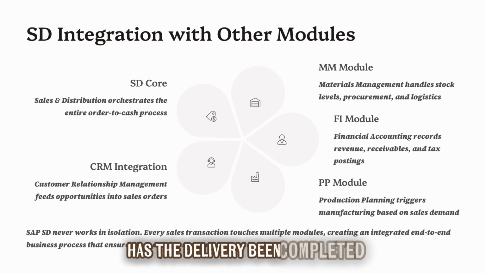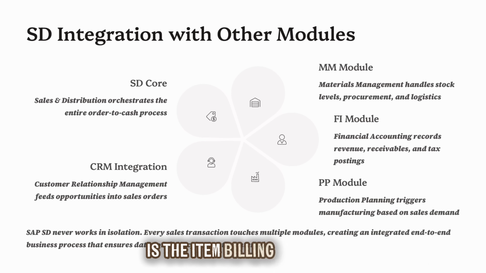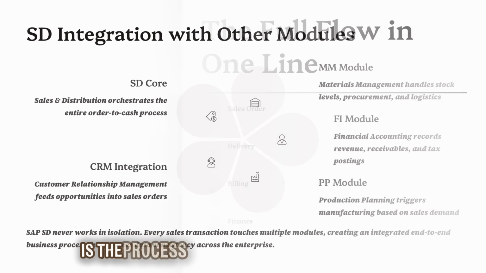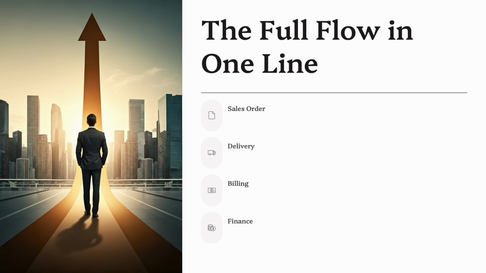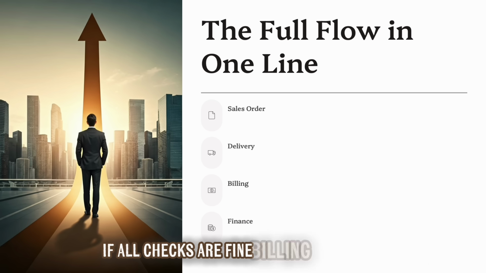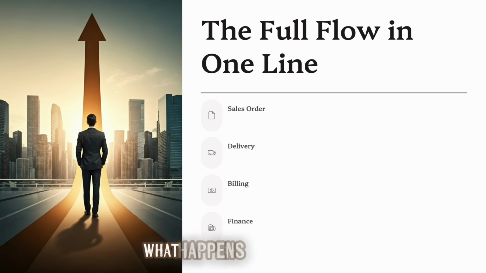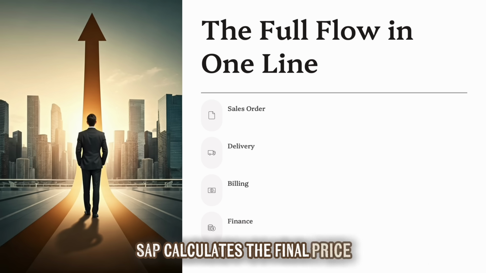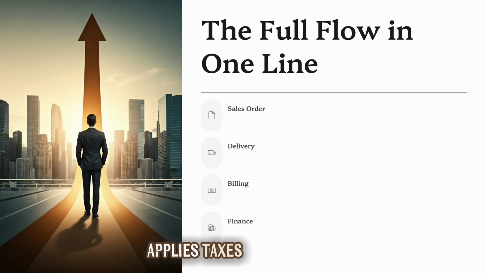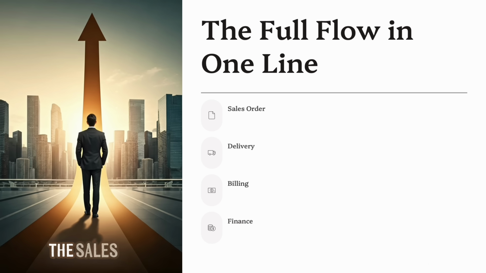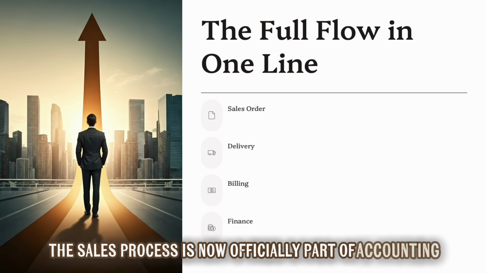Has the delivery been completed? Is the item billing relevant? Is the process order-based or delivery-based? If all checks are fine, billing is allowed. What happens? During billing, when you create the billing document, SAP calculates the final price, applies taxes, posts revenue, creates customer receivables. At this moment, SAP SD talks directly to FI. The sales process is now officially part of accounting.